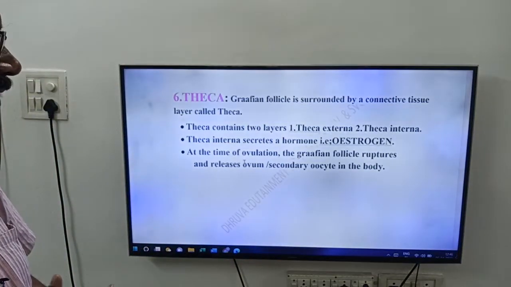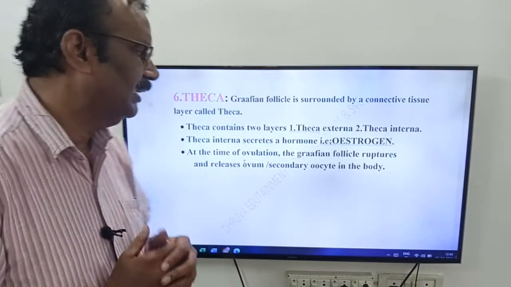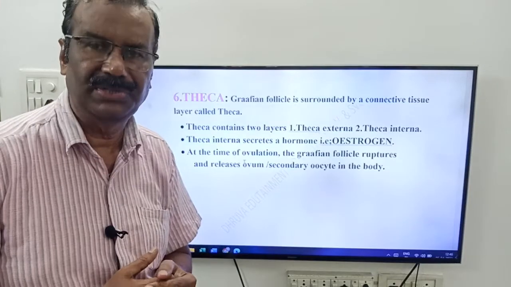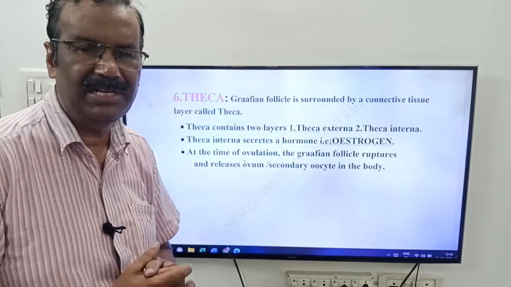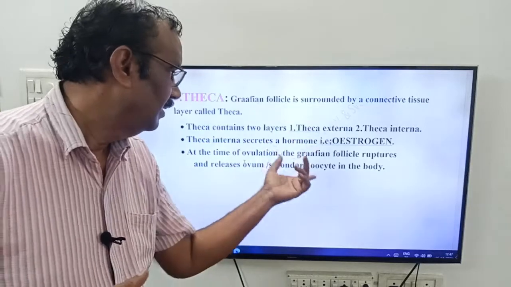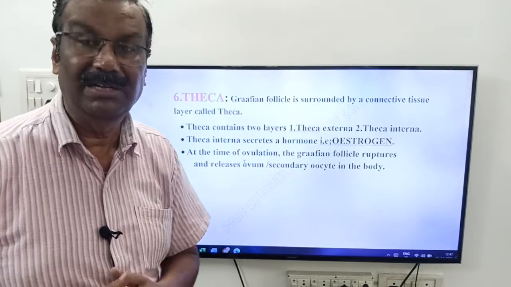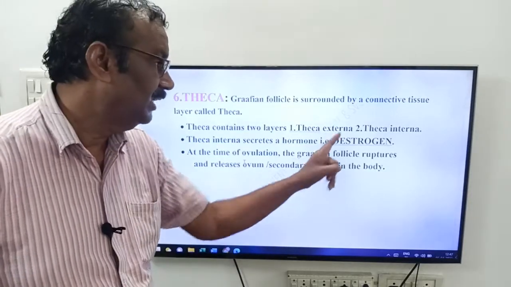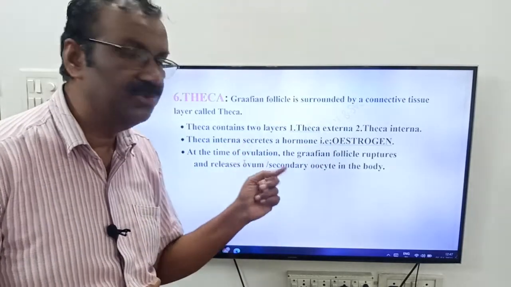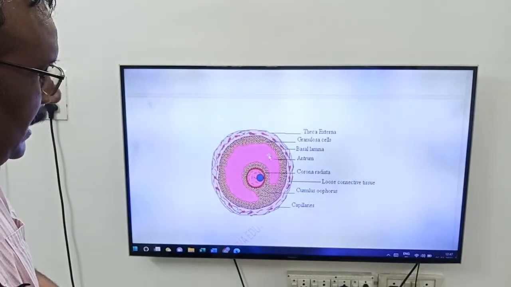At the time of ovulation, the Graafian follicle ruptures and releases ovum or secondary oocyte into the body cavity. You know what ovulation is. That is called what, friends? Ovulation. So here you remember, estrogen is secreted by whom, friends? Theca interna.